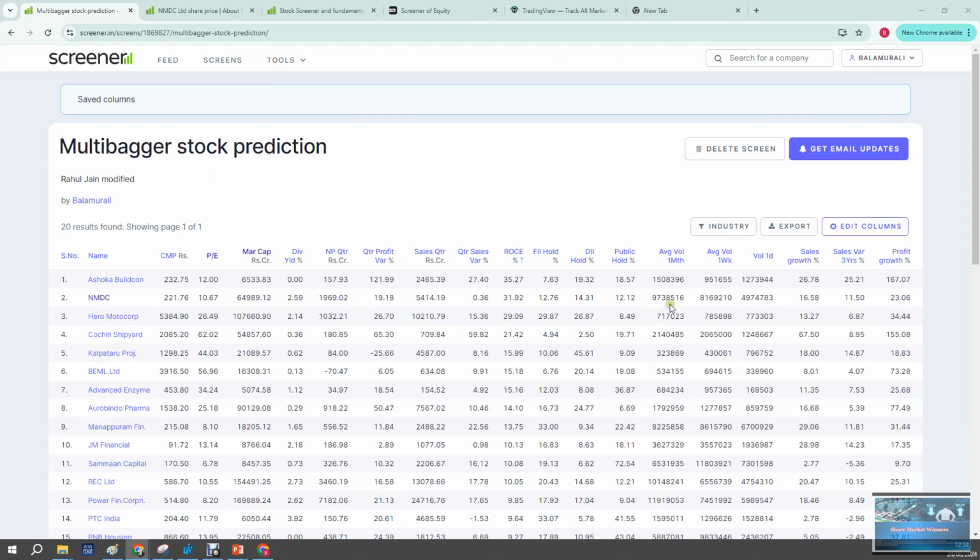In the case of NMDC, you can see the monthly average volume is close to 97 lakhs. And the weekly volume has also recently increased compared to this, you're seeing 81 lakhs, which is increasing. And the one day volume, you can see it is very huge. Which means it keeps on increasing, in the sense NMDC people are trying to invest.